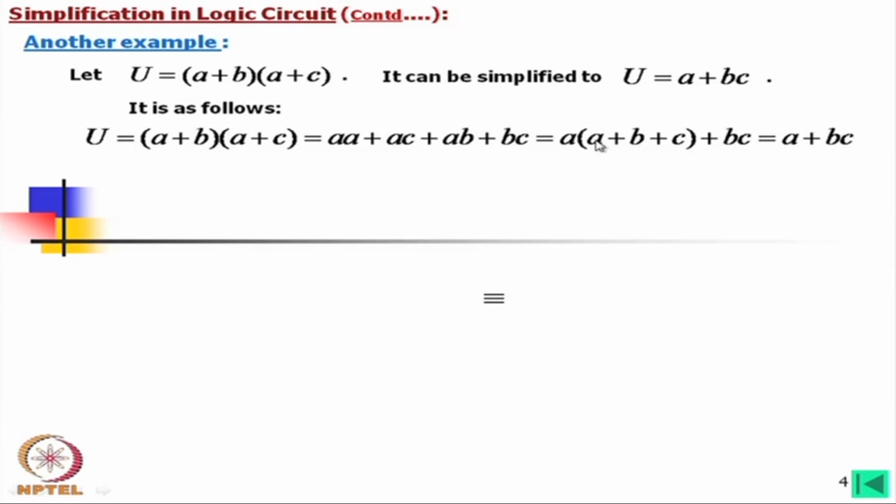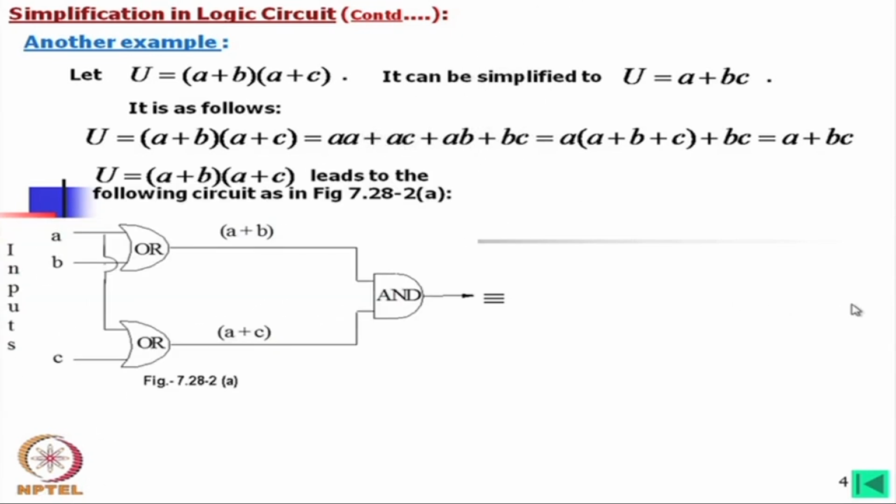Suppose A is equal to 0, but B is equal to 1 and C is equal to 0, in that case still this will be 0. So, whatever the value of A, always this will be equal to this one. So, for this part it is Boolean algebra, you have to take care of that.